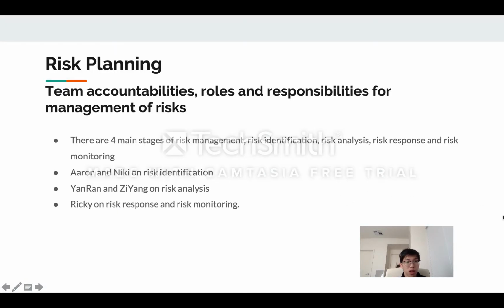Let's start with risk planning. We have defined the team accountabilities, roles and responsibilities for the management of risk. There are four main stages of risk management, mainly risk identification, risk analysis, risk response, and risk monitoring. Aaron and Nikki will be responsible for risk identification. Yiran and Ziyang will be responsible for risk analysis, while me, on the other hand, will be responsible for risk response and risk monitoring.